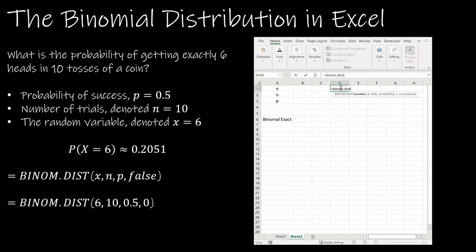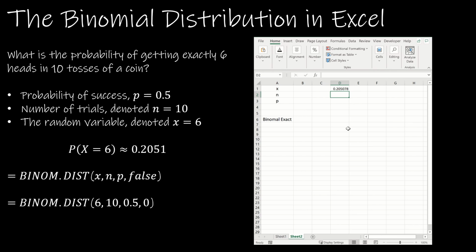So all I need to do then is type in binom dist and then take the number of successes. The number of successes again was 6, that's our random variable. The number of trials, which is N, and then probability of success, which is P, 0.5. For cumulative, it's going to be 0. And we'll talk more about cumulative in a little bit, but the key here is anytime it says exact, cumulative is going to be 0 or false.